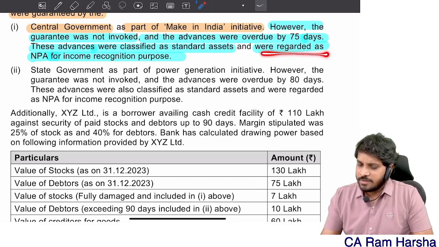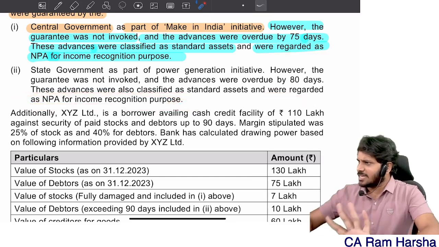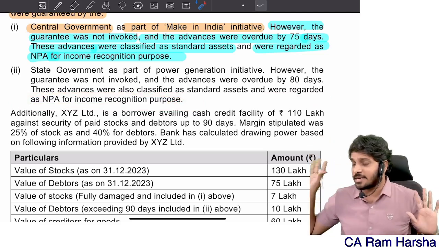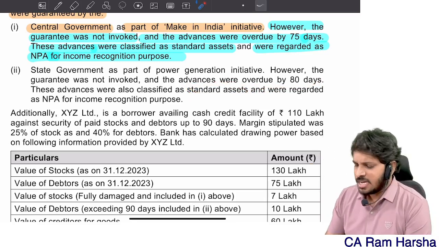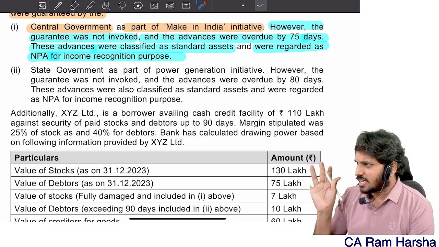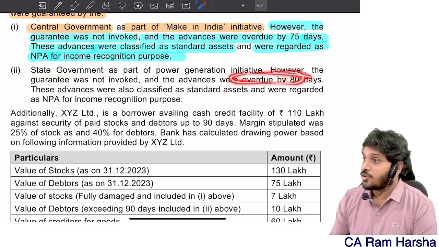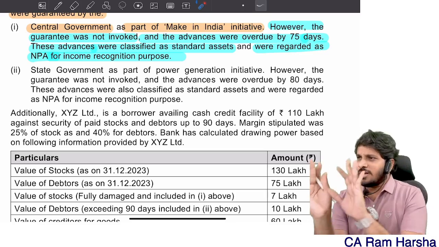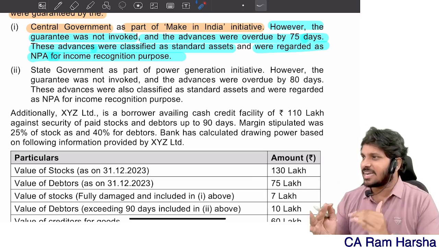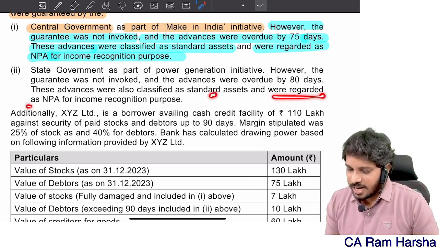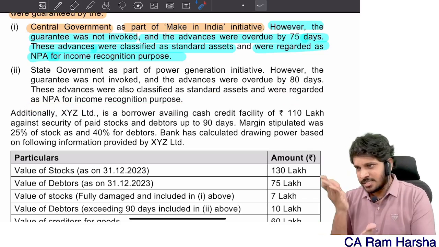Moreover, they were regarded as NPA for income recognition purpose. Yes, for income recognition purpose, anyhow it is NPA. We don't recognize it as standard. But here, standard asset, they recognize it because they are overdue by 80 days. It is still standard asset. Action is correct. Though it is state government, loans and advances overdue by 80 days, up to 90 days it is allowed. We can still classify it as a standard asset and regard it as NPA for income recognition. Of course, this treatment is correct only.